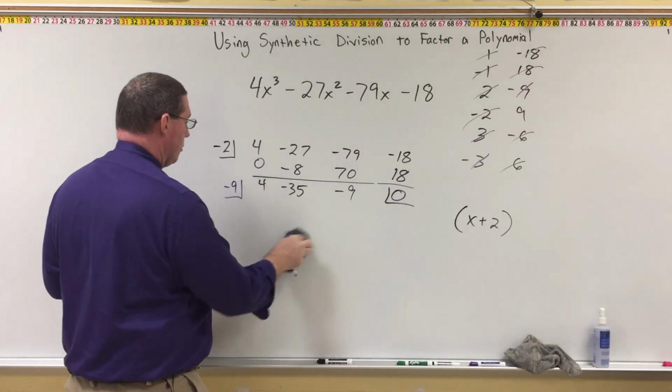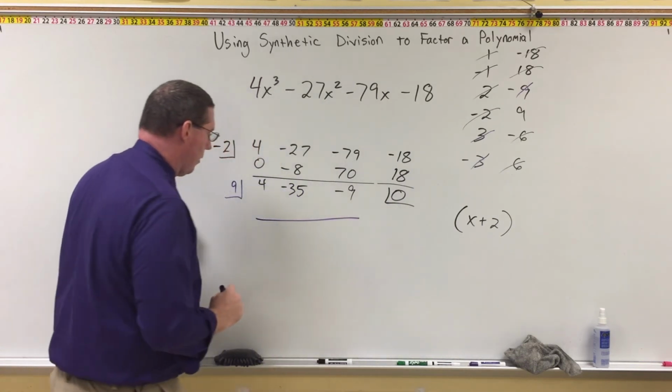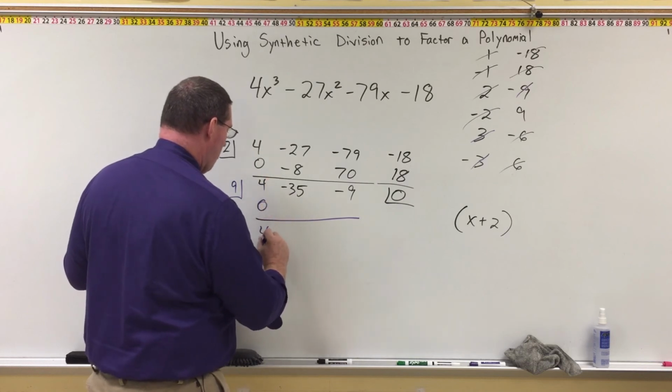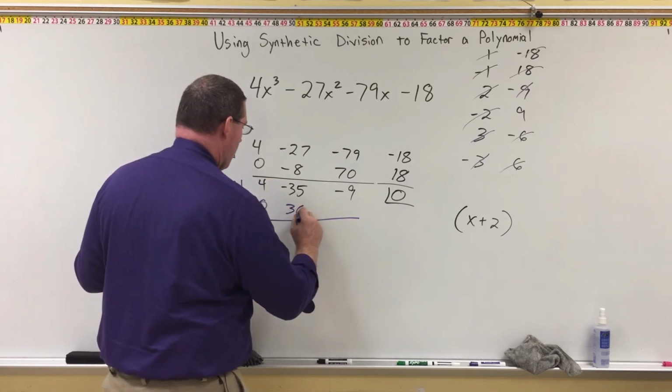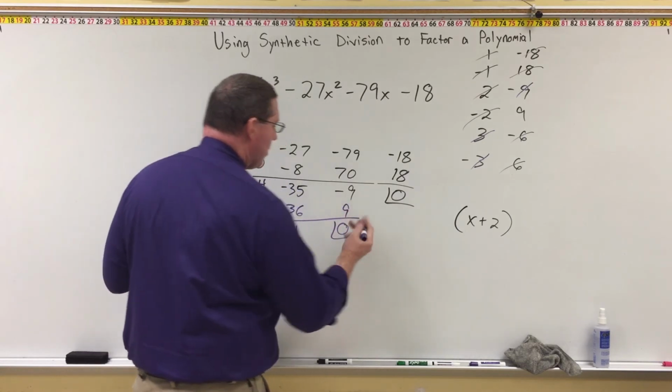Last one, and I know what you're thinking. You're thinking, oh, it's not even going to work out. You know, then Mr. Ryan doesn't know what he's talking about. Well, maybe you're right. Let's find out if I know what I'm talking about. 4 plus 0 is 4, times 9 is 36, minus 35 is 1. 1 times 9 is 9. We get a remainder of 0.